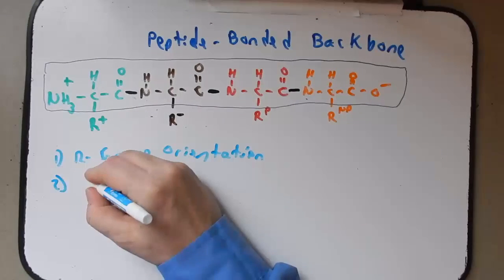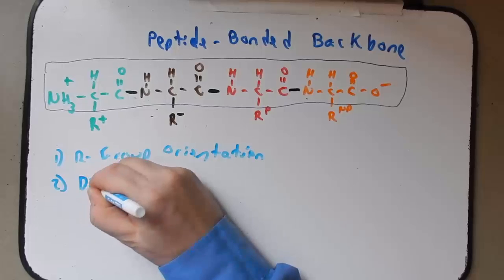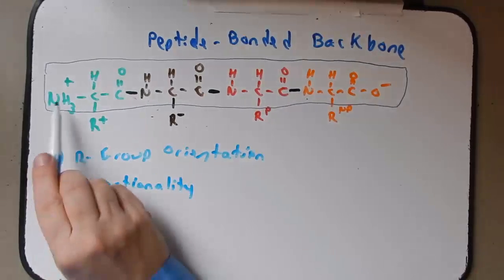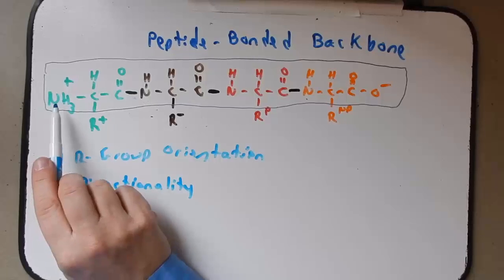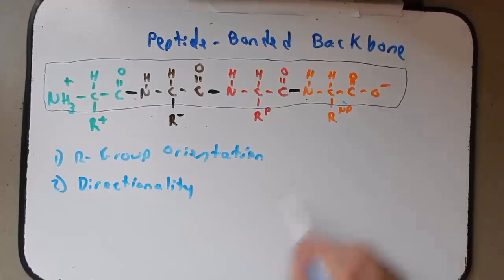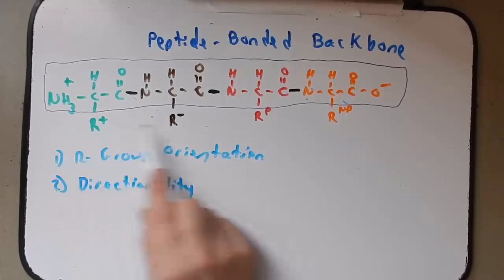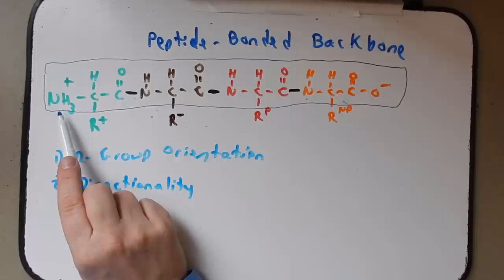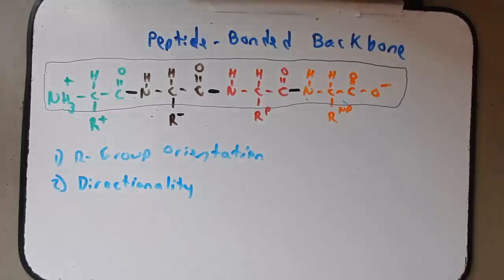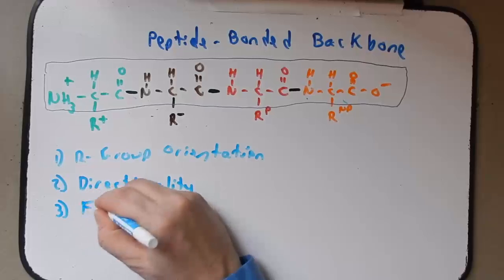The other thing I want to remind you of, and we've mentioned this before, is that the backbone provides a directionality, meaning one end is the positively charged amino group and the other end is the negatively charged carboxyl group. Every time an amino acid sequence, such as shown here, is written, it's always written in this orientation, amino to carboxyl. And the last thing is flexibility.